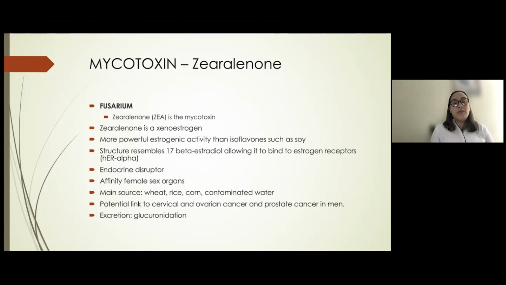Its main sources are wheat, rice, corn, and contaminated water. So talk to the patient: if they eat a lot of rice or a lot of wheat, depending on their cultural background, and they're a female who either has estrogen dominance or doesn't, but is showing estrogen dominance in a different way, like a growing fibroid, you want to think of this mycotoxin. There's a potential link with Zea and cervical cancer, ovarian cancer, as well as prostate cancer in men. Its main pathway of excretion is via glucuronidation, so supporting glucuronidation with food as well as supplements is a good idea with these individuals.